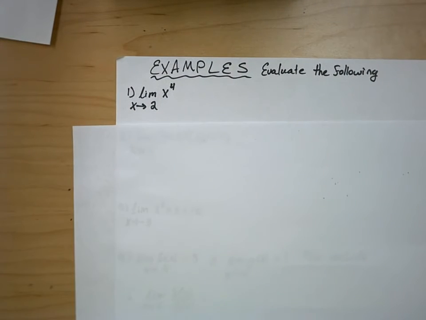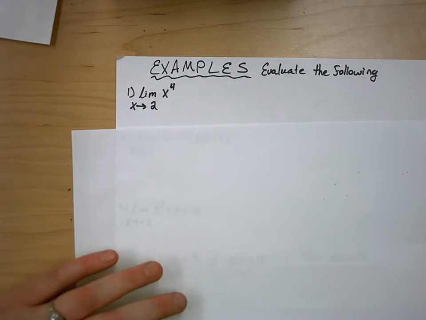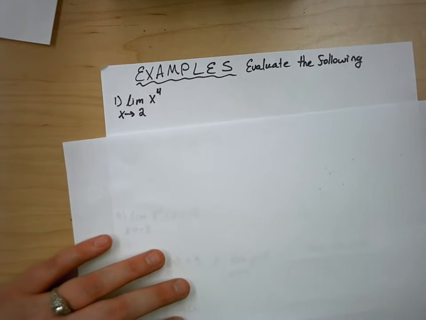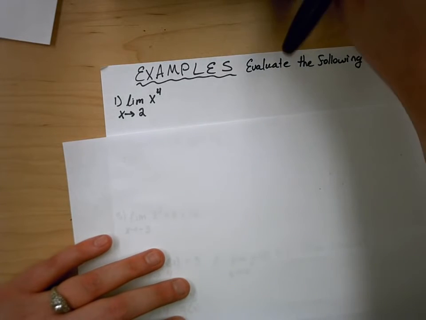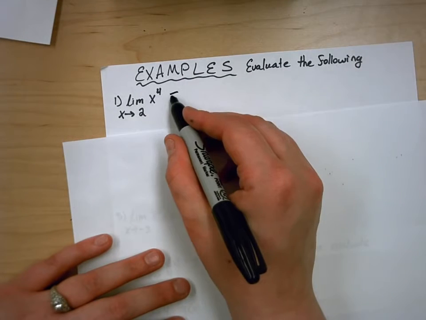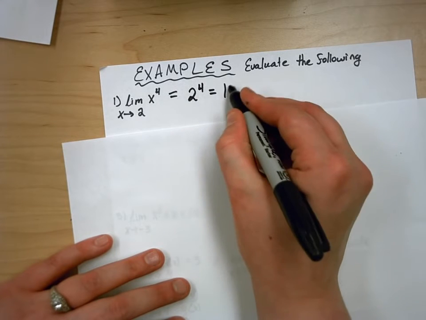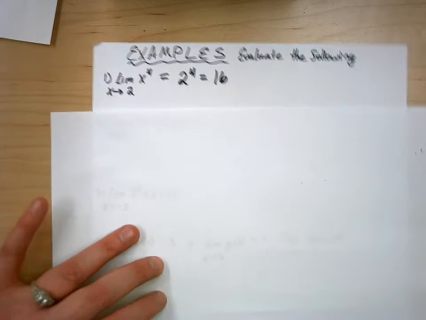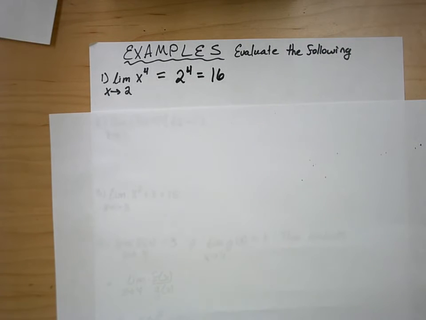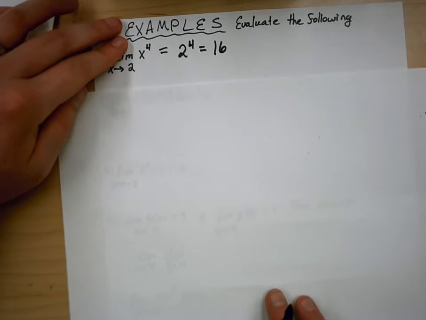So let's do the limit of x to the 4th as x approaches 2. Now, by the very last rule that we just got, this is going to equal 2 to the 4th, which is going to equal 16. Oh, look how easy that was. We didn't have to graph anything or make any tables. These rules are amazing.